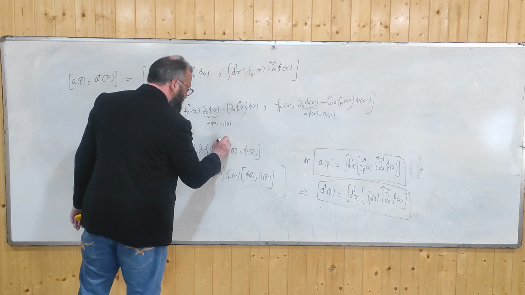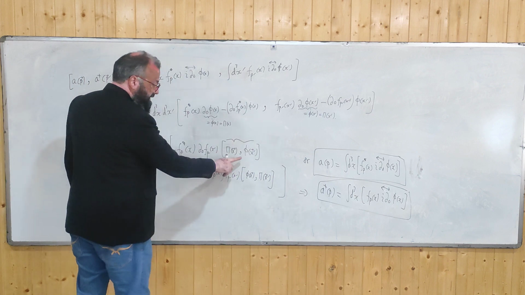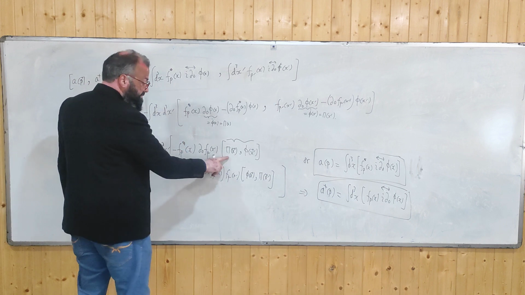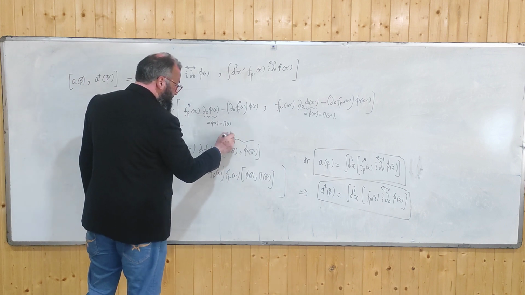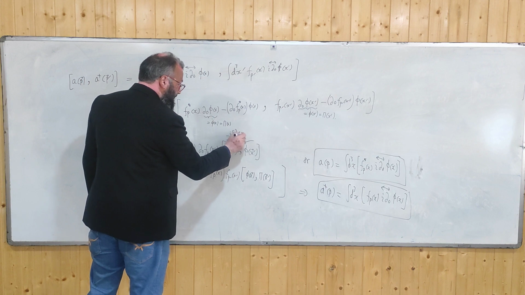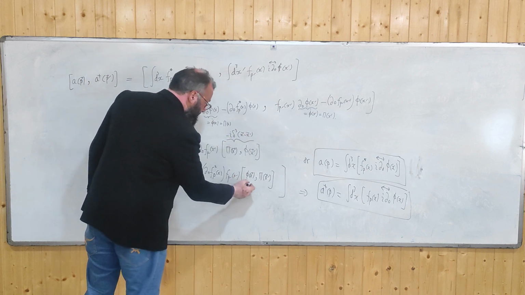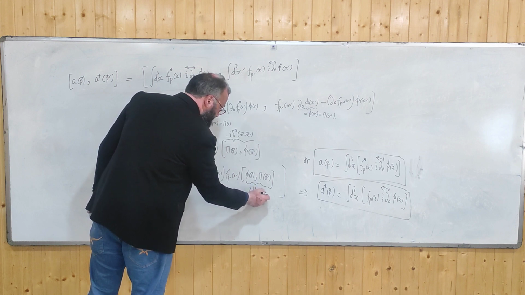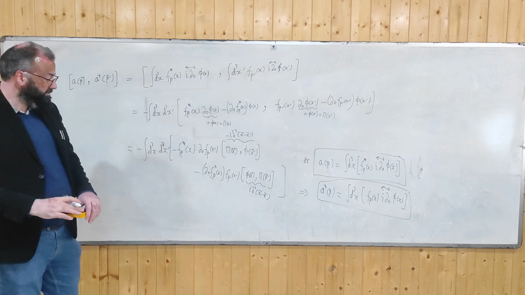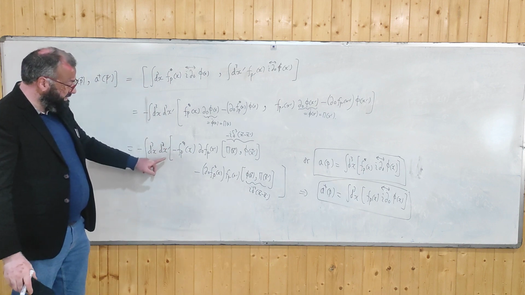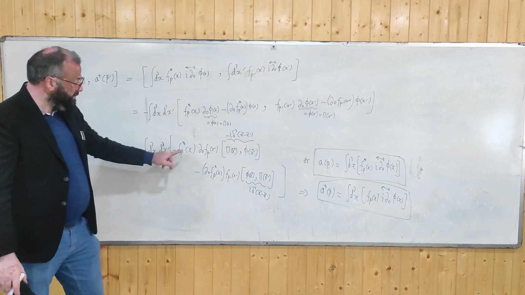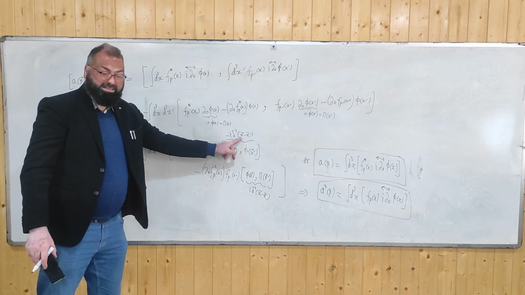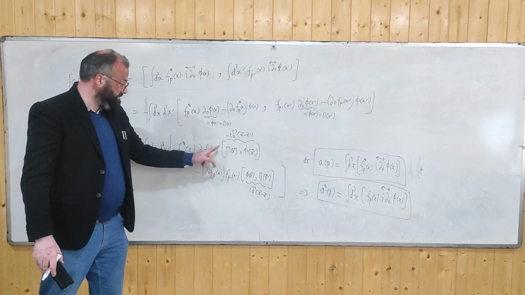So what is the commutator here? The commutator between phi and pi is equal to i delta, but it is pi and phi, so it is equal to minus i delta 3 of x minus x prime. Clear? Okay, so now let's integrate over x prime. What will happen to x prime? x prime will be replaced by x.